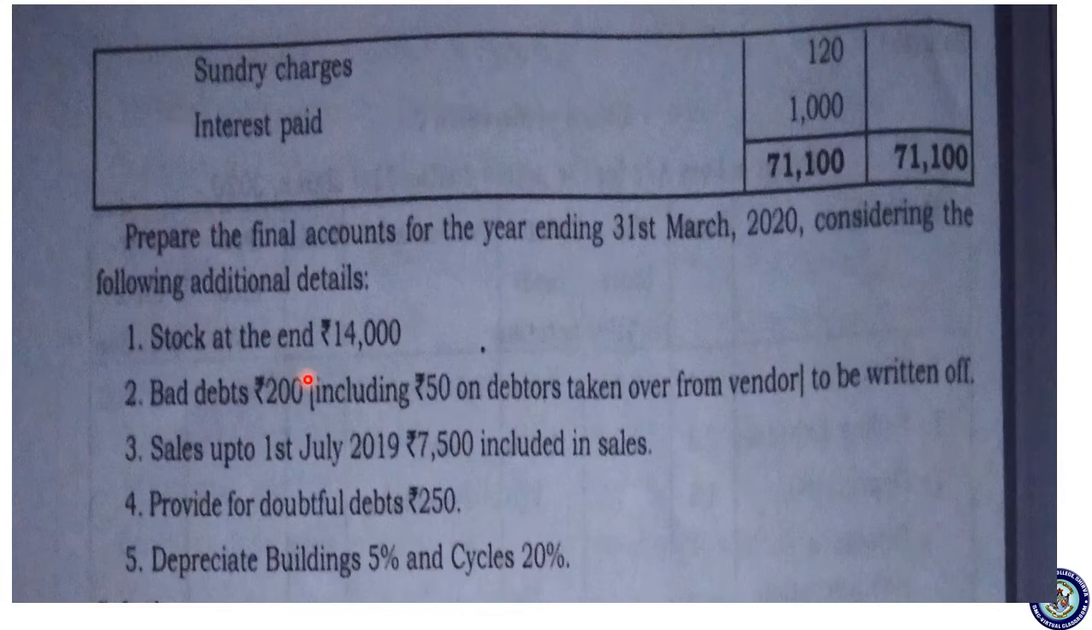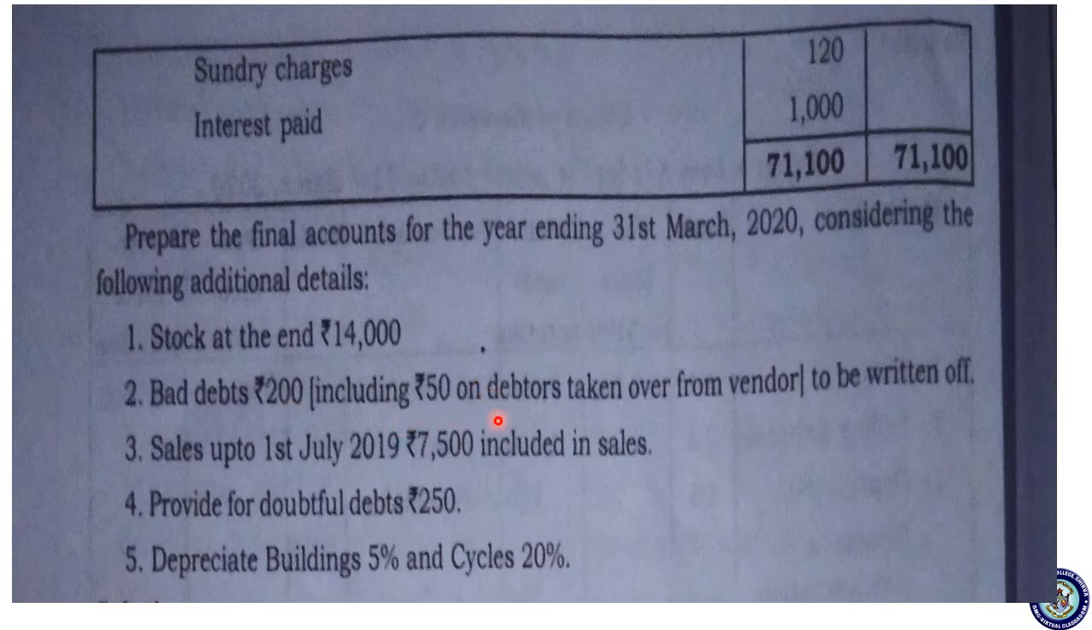Sorry, bad debts is on the sales ratio. You have to apportion on the basis of sales ratio. Why? Because bad debt is nothing but irrecoverable money from the debtor. So the debtor is connected with the sales, right? When you sell the goods on credit, that is credit sale. So the bad debt is apportioned on the basis of sales ratio.